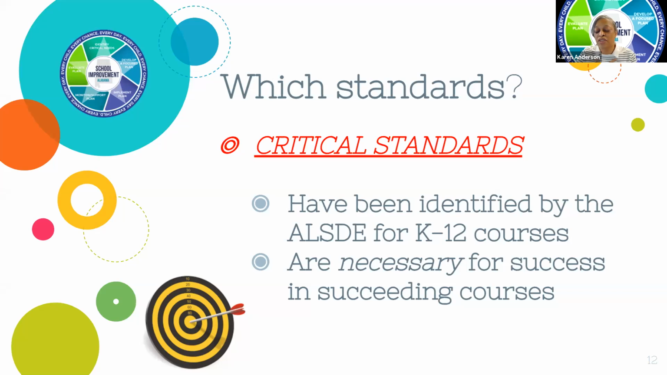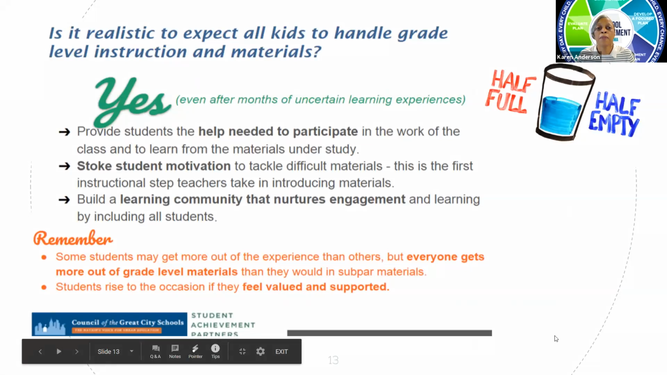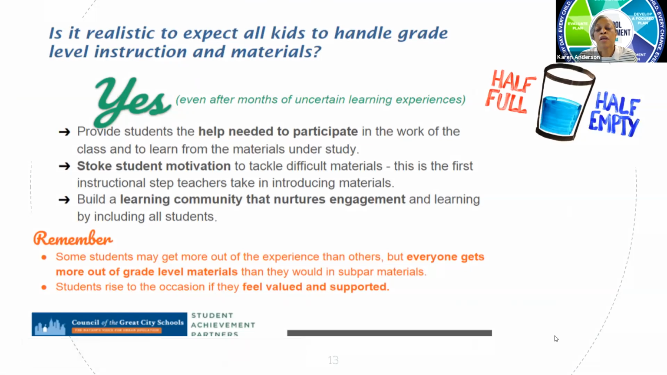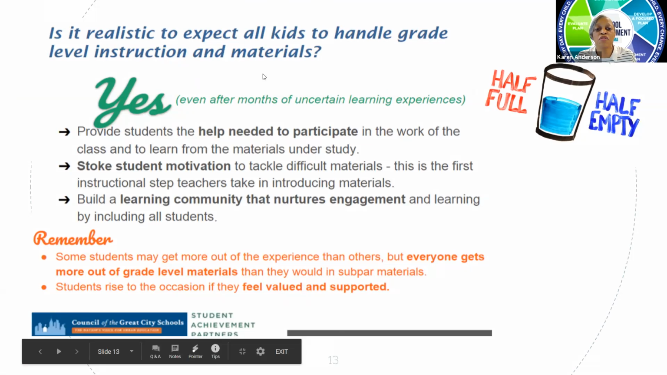Personally, I've got a project that I'm working on. I have the entire math course of study, the current one for 2016. I'll work on the 2019 one later. And I've just highlighted all of the critical standards, and I'm going to go back and crosswalk those through our ACT expectations so that we can just see direct alignment. The critical standards are what we need to use. Moreover, expect students to handle grade level instruction, even after months of uncertain learning experiences.